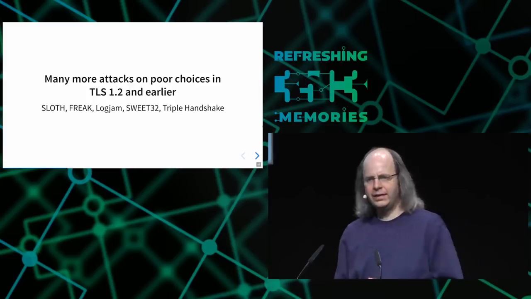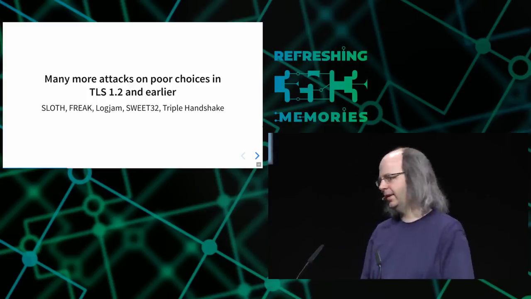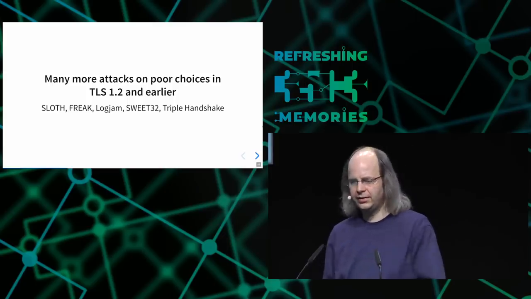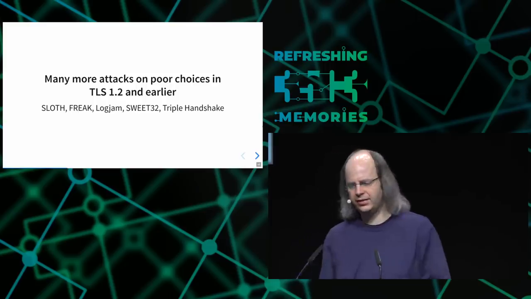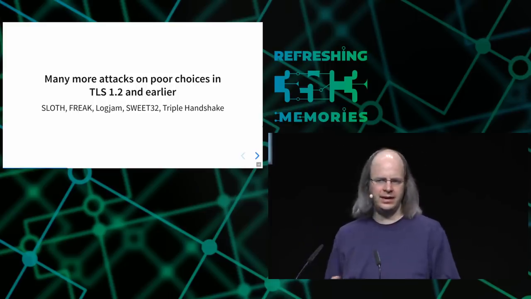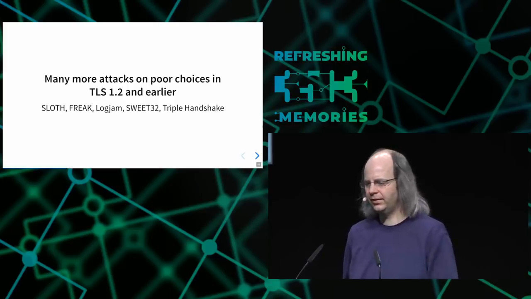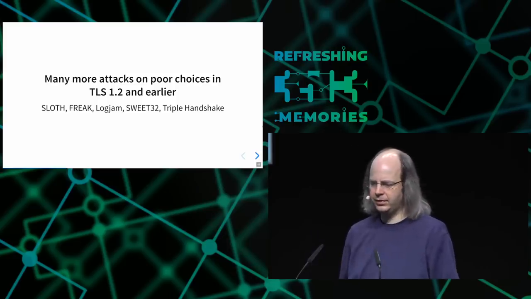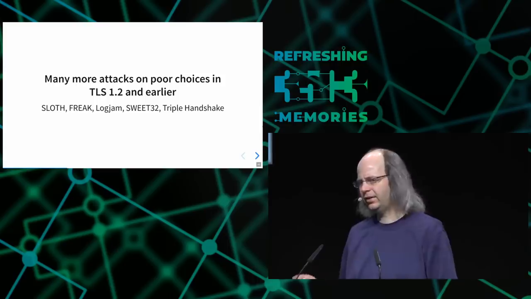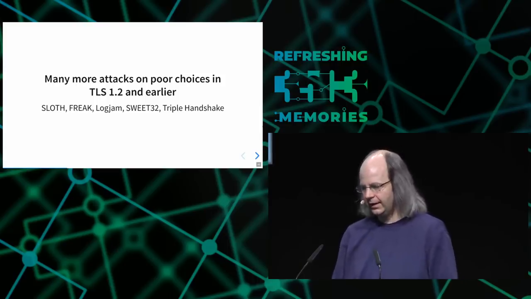These were just two examples. There were a lot more attacks on TLS 1.2 and earlier that were due to poor design choices. I've named a few here. Sloth, which was against weak caches. Freak, which attacked issues in the handshake and compatibility with old versions. Suite32, which attacks some block ciphers that have a small block size. Triple handshake, which is a very complicated interaction of different handshakes.